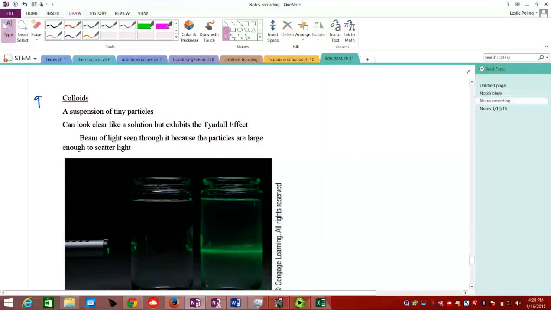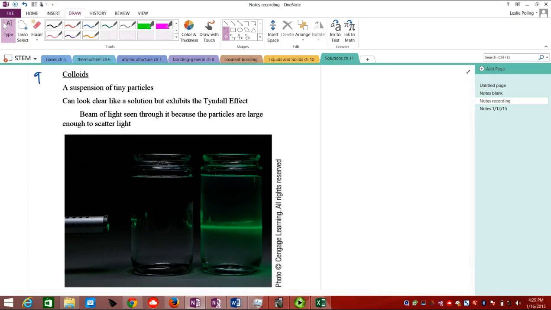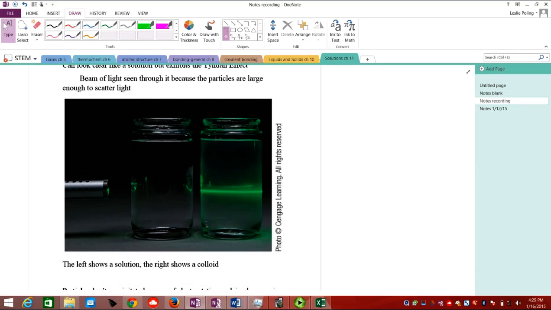All right, colloids. Colloids are suspensions, so the particles are floating around in the solvent, in the water, but they're not tiny enough to be a homogeneous mixture or a solution. It can look clear like a solution, so right here, we've got a solution on the left and a colloid on the right. And you can tell if you look at the bottom, where the light isn't, they both look clear and colorless. But the difference is there are particles in the colloid that can scatter light, and you can see the beam of light going through it.